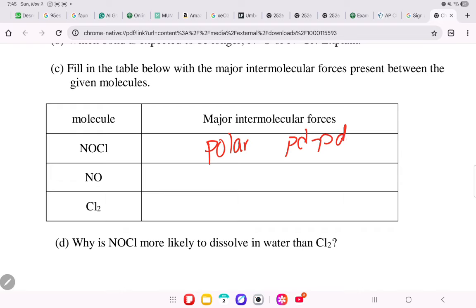Now, NO is linear, right? But at the same time, because they're 2 different elements, it's gonna be polar as well. So it will also have PD. And then Cl2 as well. It is linear, but both are the same element, so it's gonna be London dispersion forces, which are ID.